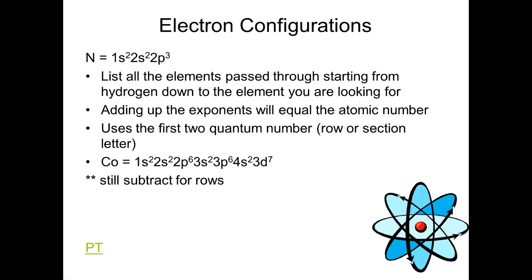Okay, so there is a pattern, and you might even say, well, look, nitrogen started with 1s2, 2s2, 2p something, and that's the same thing here. So yes, if you go to an element beyond cobalt, you're going to have this same leading portion and just tack on the new parts to it.